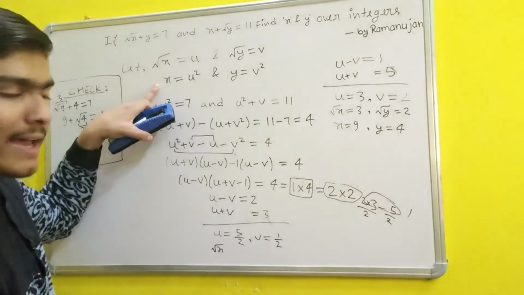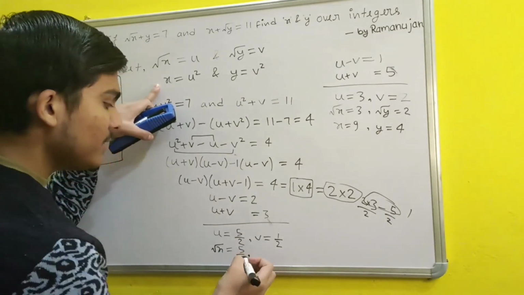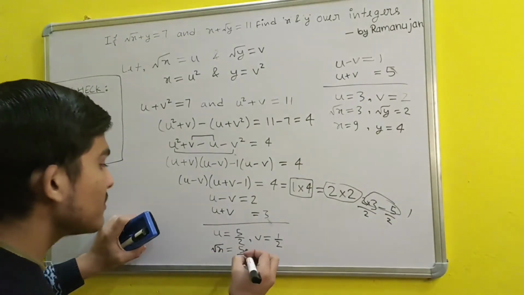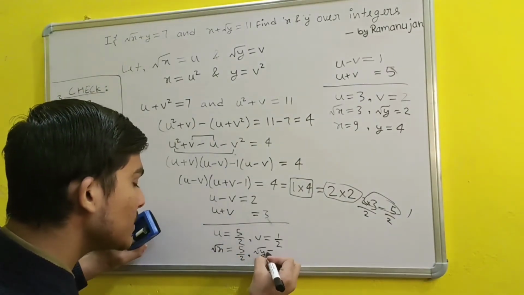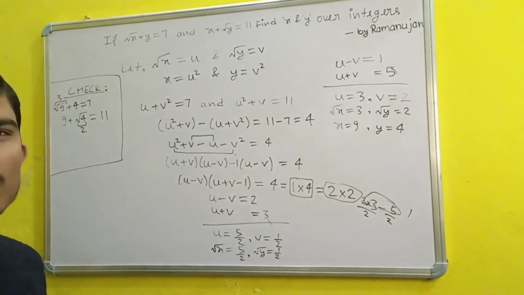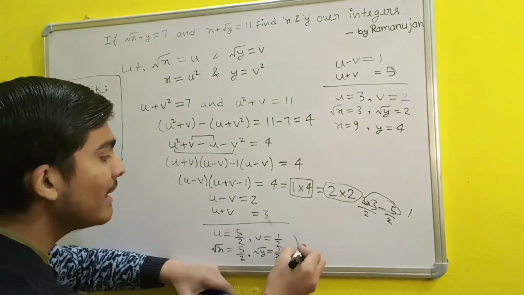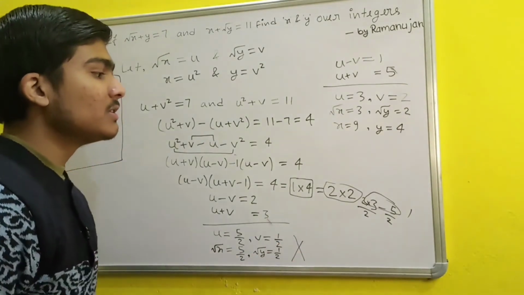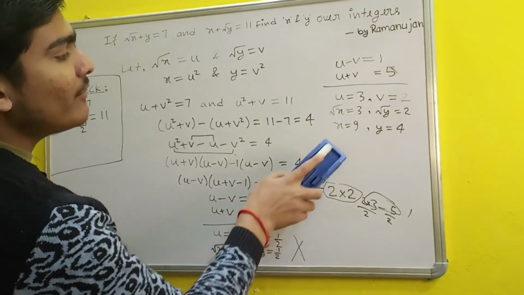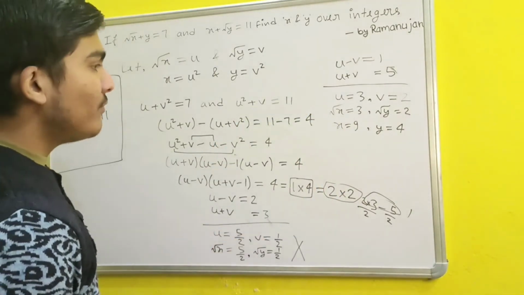So u is the square root of x and it will be 5 over 2, and v is the square root of y. We have to neglect that case because x and y are not integers here. So the right case was the first one, and from that case we found the values of x to be 9 and y to be 4.